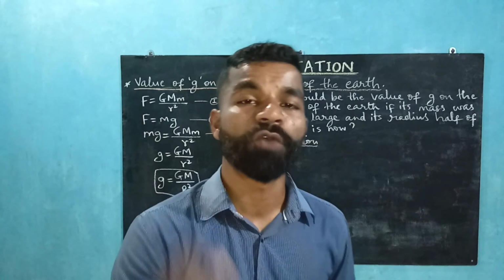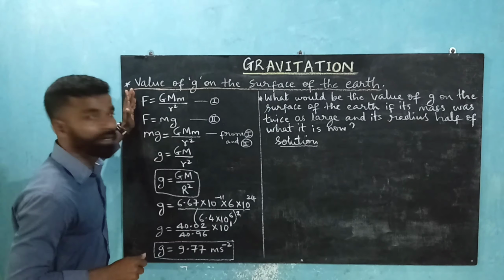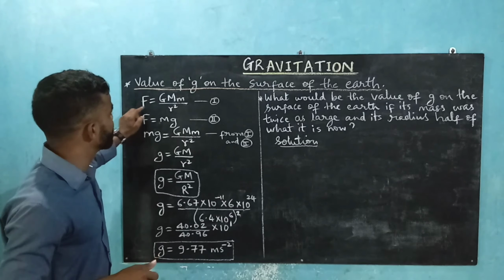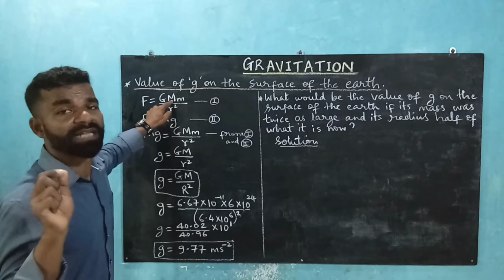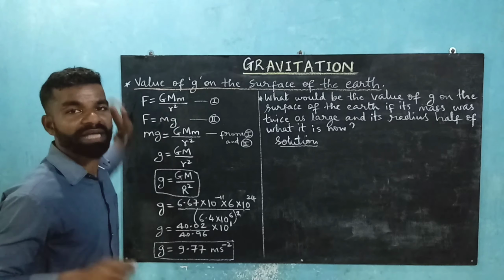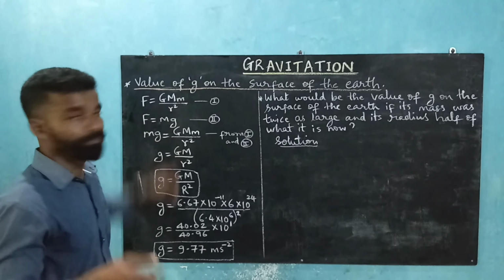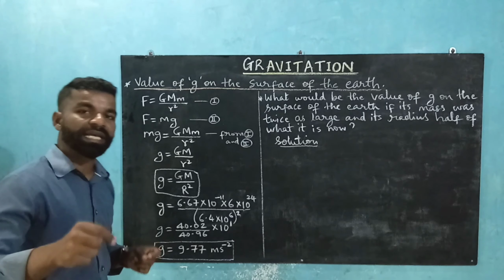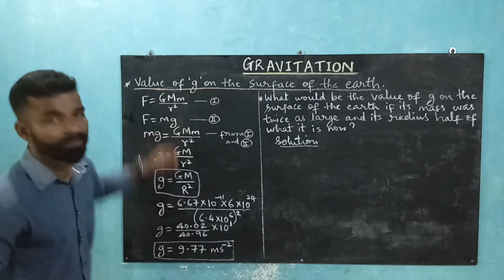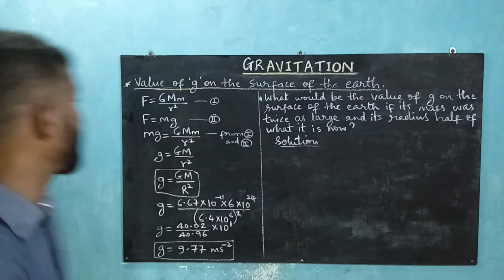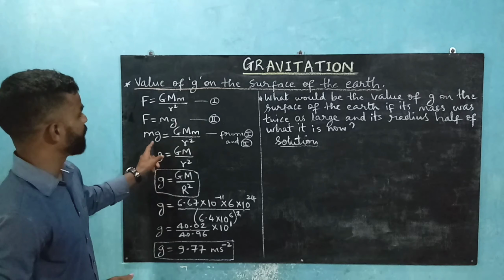Now we'll see the value of acceleration due to gravity on the surface of the earth. We all know the formula for gravitational force, which is F is equal to G into m1 into m2 divided by d square. So m1 here we are taking as capital M, the mass of the earth. m2 we are taking as small m, the mass of the object placed on the surface of the earth. And d square we are taking as r square, which is the distance of the object placed on the surface of the earth from the center of the earth. And by Newton's second law of motion, F is equal to mass into acceleration. So here it is acceleration due to gravity, which is denoted by small g. So F is equal to m into g.